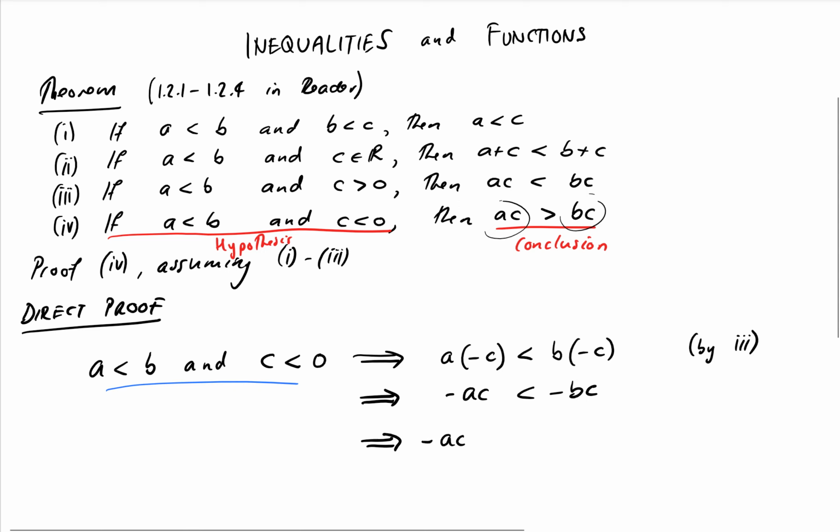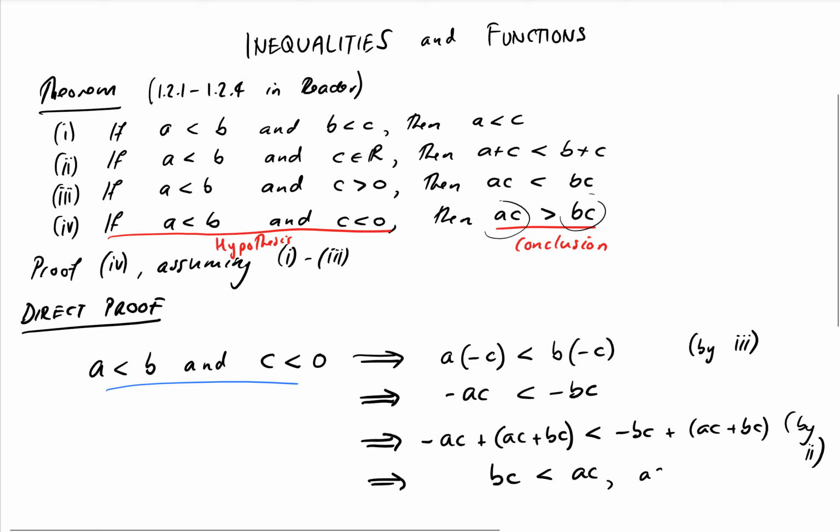So this implies I'm allowed to add constants, because that's what the second part of the theorem tells me. The negative AC plus BC is less than negative BC plus AC plus BC. This is by 2. And then we can cancel some things off, because the ACs will cancel out. I'll get BC is less than AC. And that is actually what we're after. It's just written the other way around, as required.